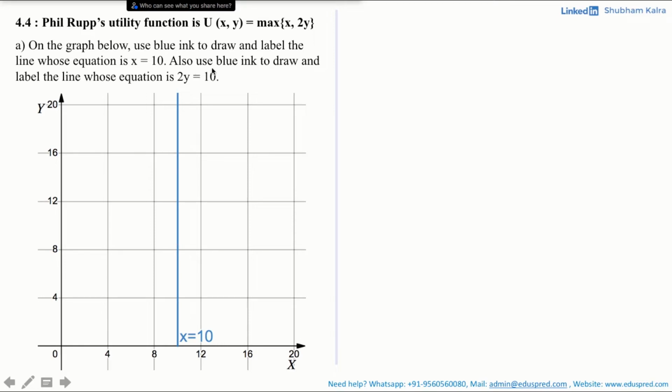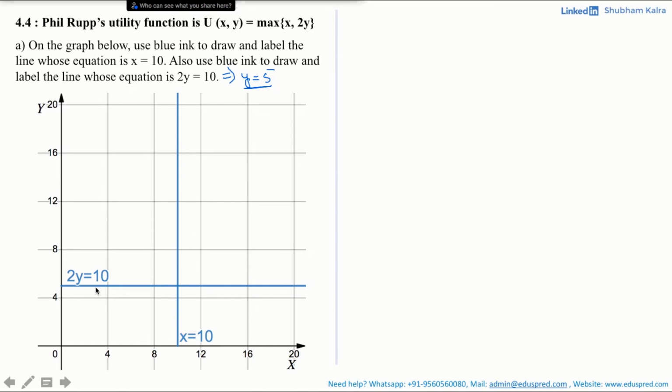Also, the question asks us to use blue ink again to draw and label the line whose equation is 2y is equal to 10. If you simplify this equation, you would get y is equal to 5. So we have to draw a line having the equation y is equal to 5. That would be nothing but a horizontal line where the y coordinates take the value of 5. So this will be this horizontal line, which has the equation 2y is equal to 10, or y is equal to 5.